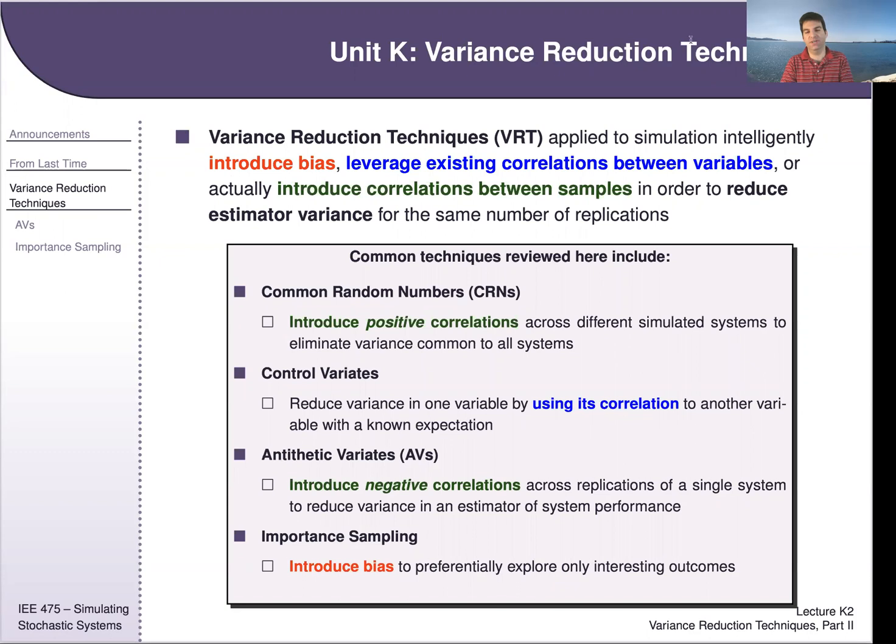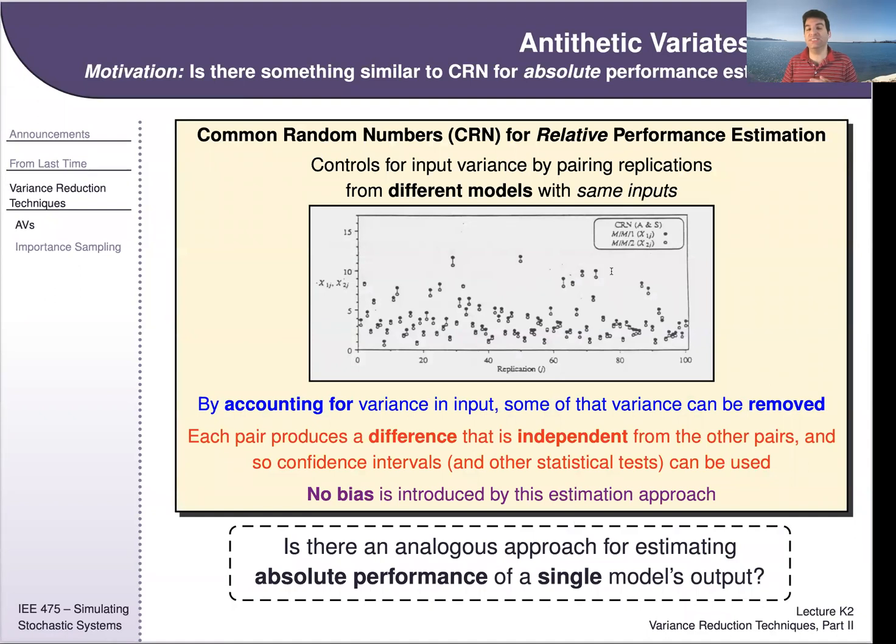So we've got these last two, antithetic variates and importance sampling. And antithetic variates is covered in your book, by the way. So you'll see some book things just like we did from the CRNs. With CRNs, that was a way for us to better estimate relative performance of two simulations. So I've got simulation model 1, simulation model 2. I want to estimate if there's any difference between these two different types of simulations. And I can use common random numbers to do that.